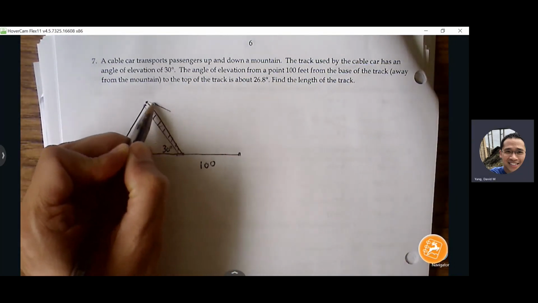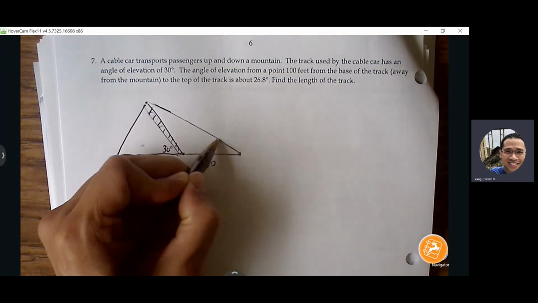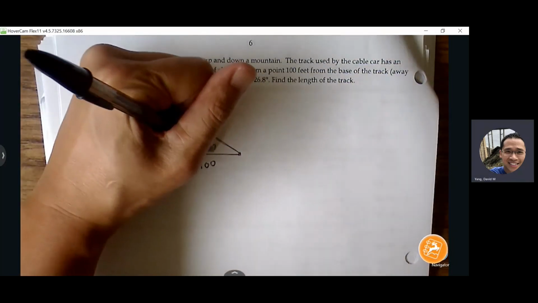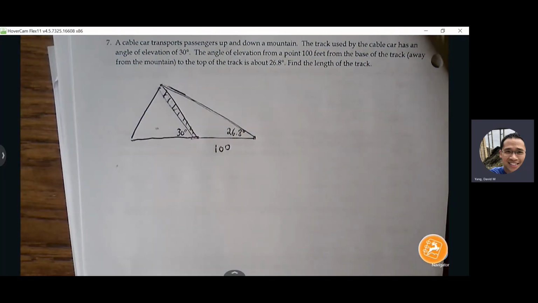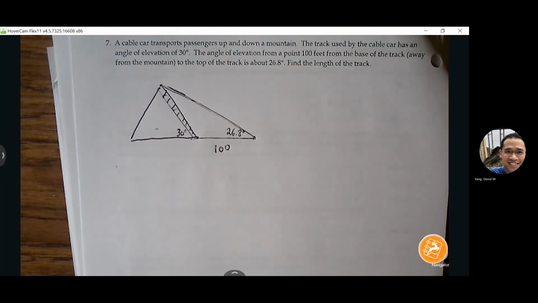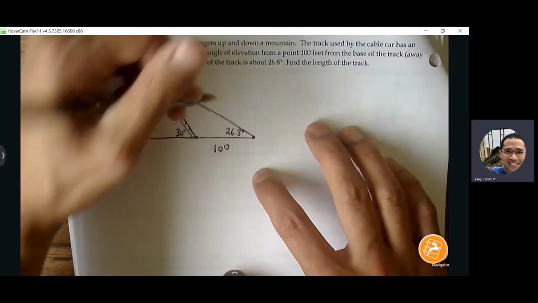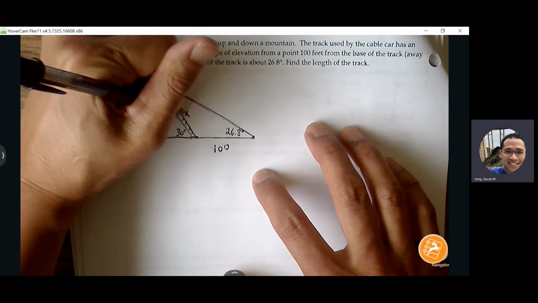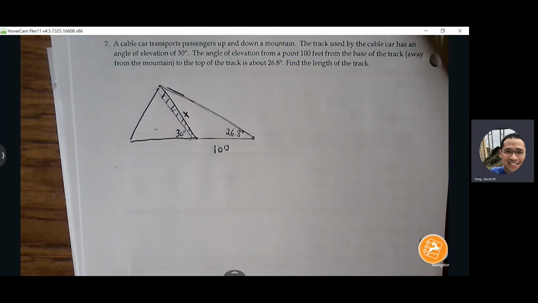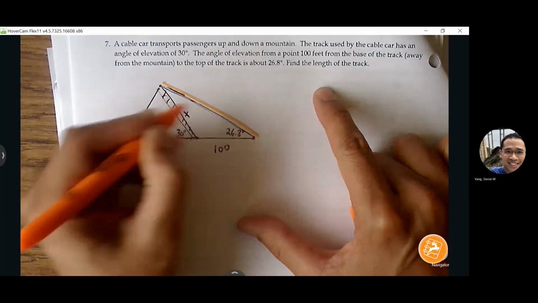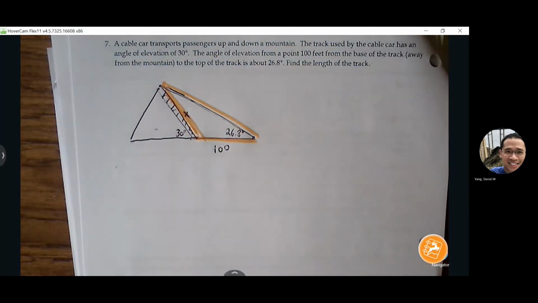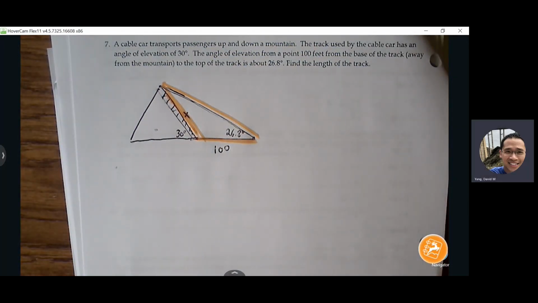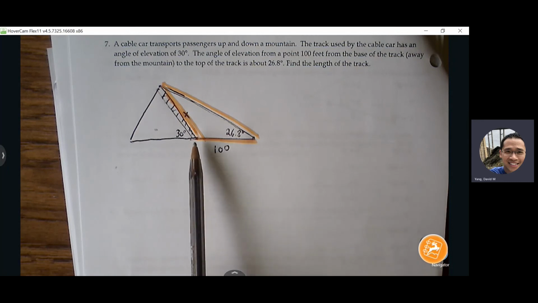And then we'll create another triangle. This is really the triangle that we want to work with here. And ultimately, we're trying to find the length of the track. So let me highlight the triangle that we're working with. But there's a missing piece that we need to find, this angle here.